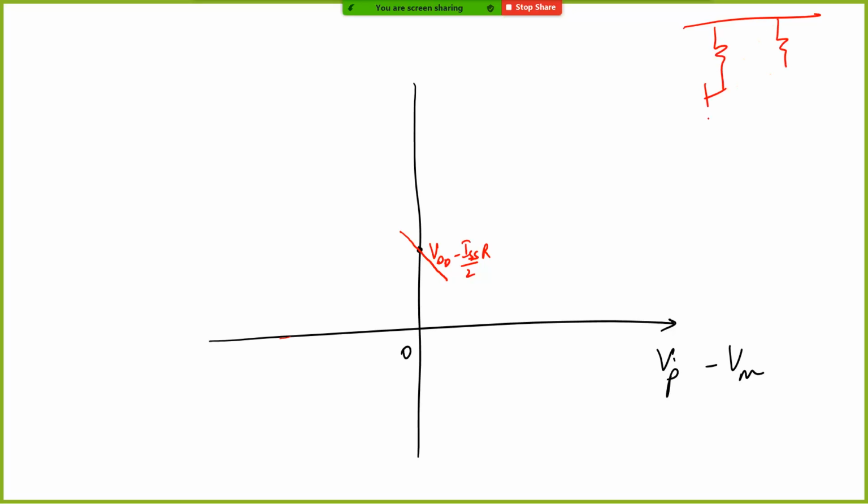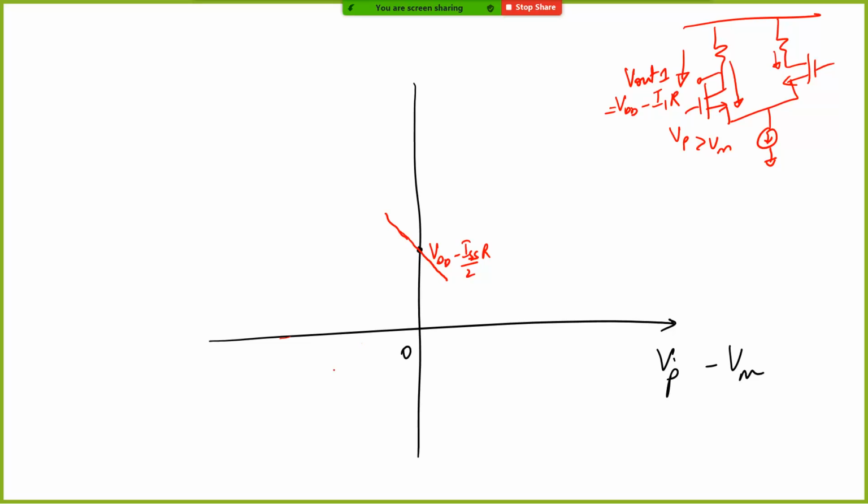You have these two arms tied to a current source, assuming that I tail is the same. If Vp is greater than Vm, more current will flow through this branch and lesser current will flow through the other branch. Since more current is flowing here, what will happen to Vout1? Vout1 will basically drop, because Vout1 is nothing but VDD minus I1 times R. So I1 is increasing and Vout1 starts decreasing.